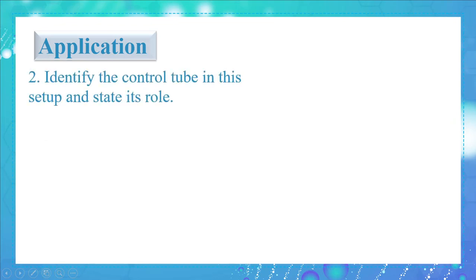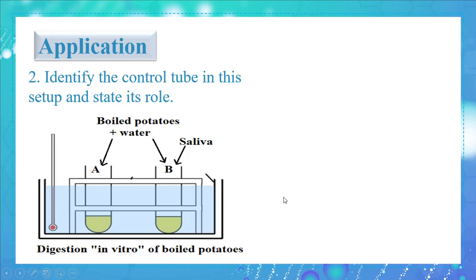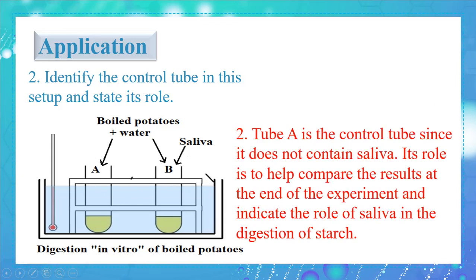Identify the control tube in this setup and state its role. Tube A is the control tube since it does not contain saliva. Its role is to help compare the results at the end of the experiment and indicate the role of saliva in the digestion of starch.